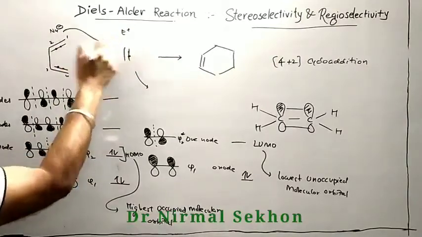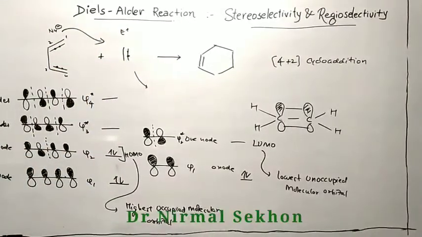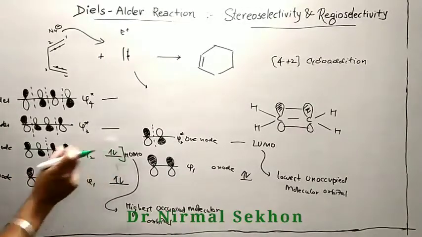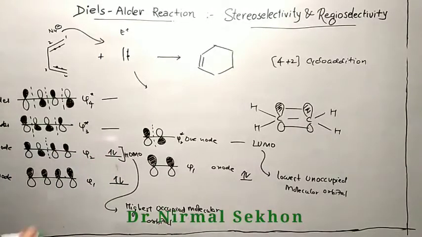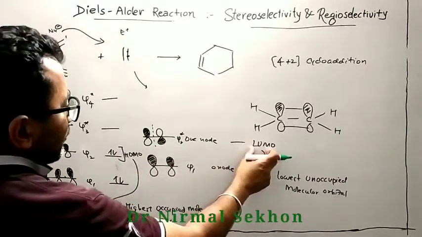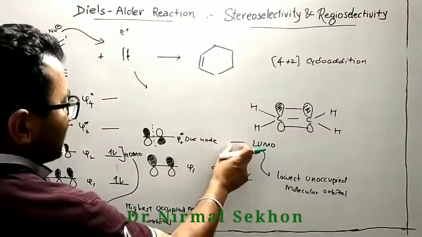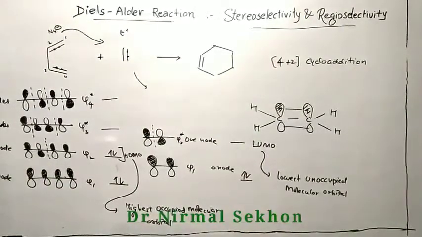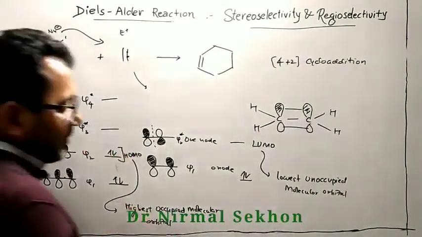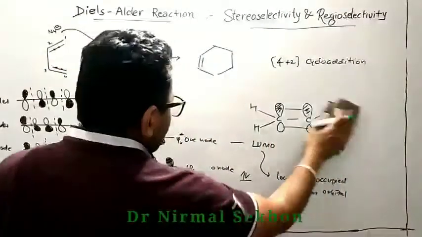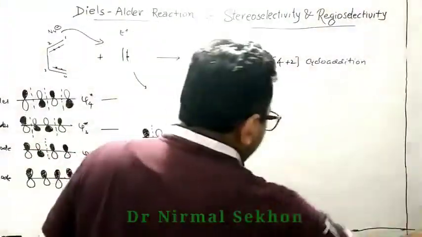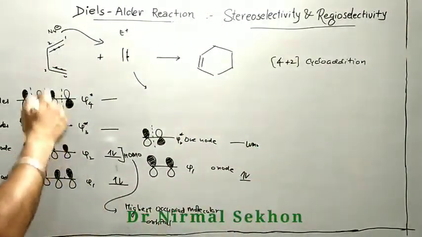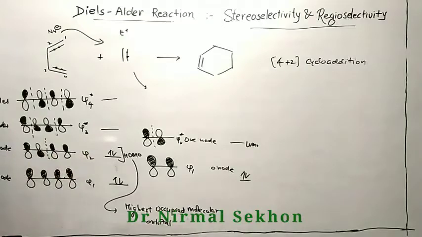So this nucleophile has to donate electrons to the electrophile. Its highest occupied molecular orbital, which has 2 electrons, combines with the lowest unoccupied molecular orbital of the dienophile, which is empty. Then only the bond is formed. Let's see how this overlapping is possible under thermal conditions. So the HOMO of the diene combines with the LUMO of the dienophile.